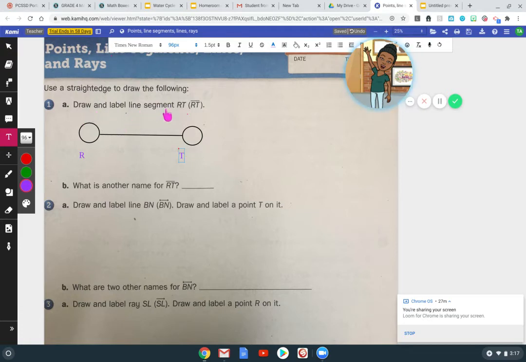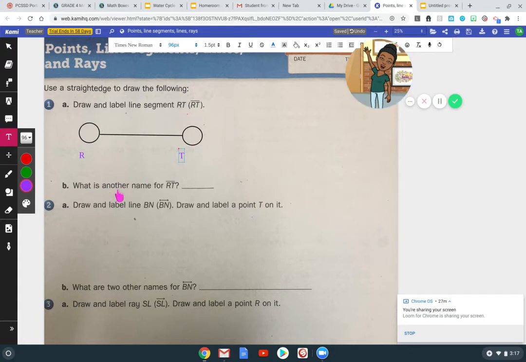Draw and label line segment RT. That's exactly what I did. I drew it. It has 2 clear endpoints. I used my circles and I labeled it by the letters that were present. R, there's R. T, there's T.